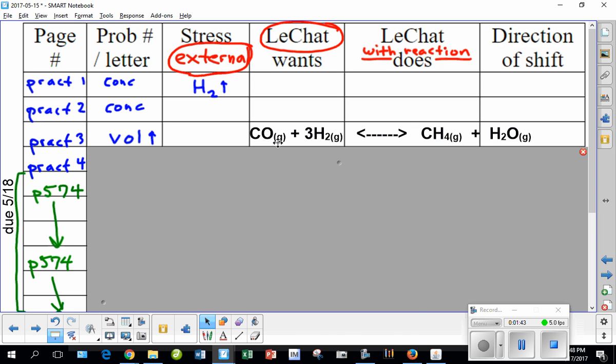So, this column is always a no-brainer. H2, what do you think, folks? LeChat wants to do the opposite. Is the amount of hydrogen going to go up or down when LeChat gets into the act? It's going to go down, for sure, just like in the animation. So, what does LeChat actually do with the reaction? He reduces H2 concentration. This is the quickest and easiest way for you to write concentration.